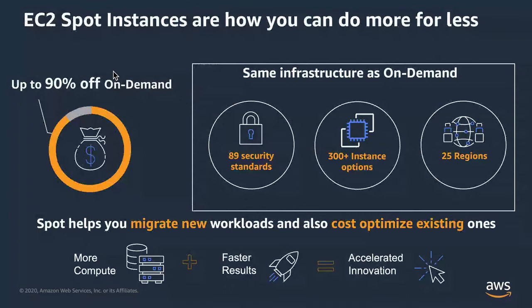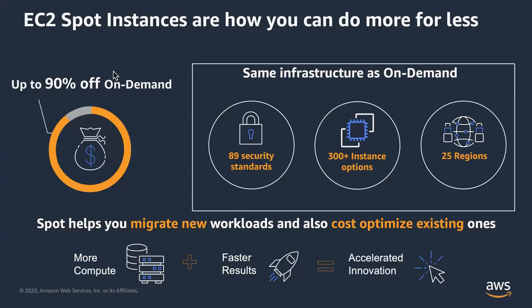EC2 Spot is one of the 4 ways of purchasing compute on AWS, the other 3 being on-demand, reserved instances, and savings plans. Spot is the most inexpensive and flexible way to access EC2 instances. Spot is spare on-demand capacity that is available for up to 90% off the on-demand prices.